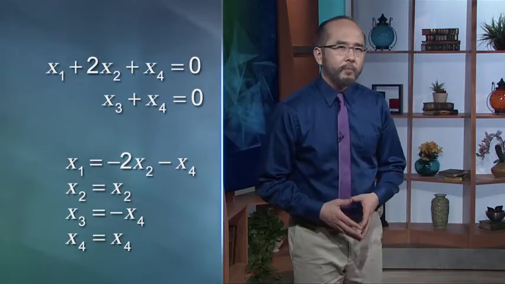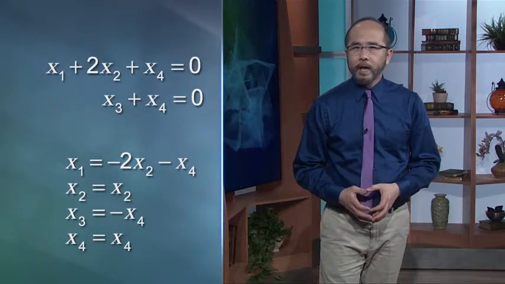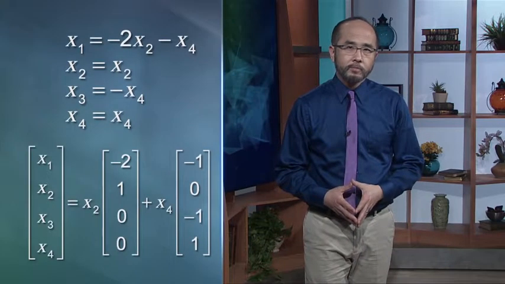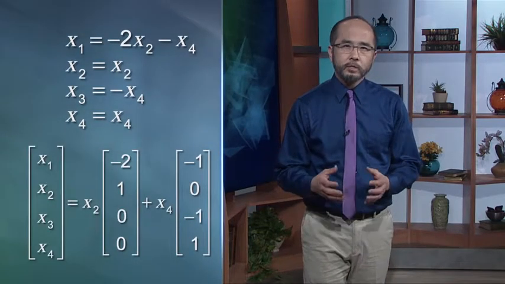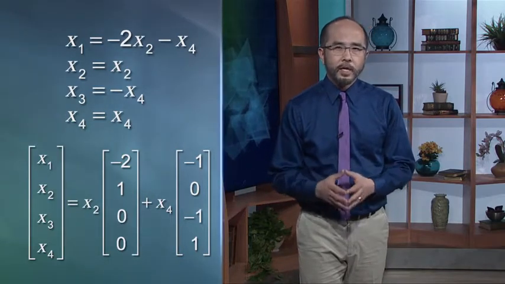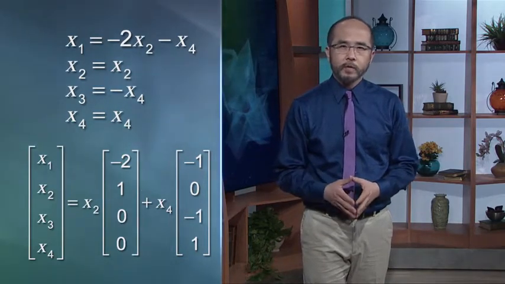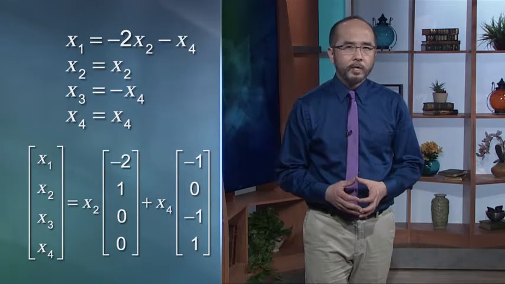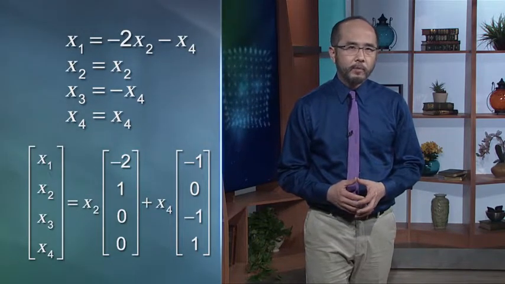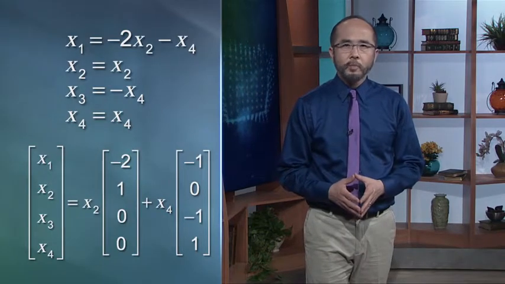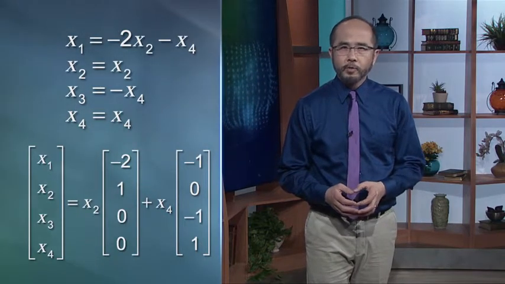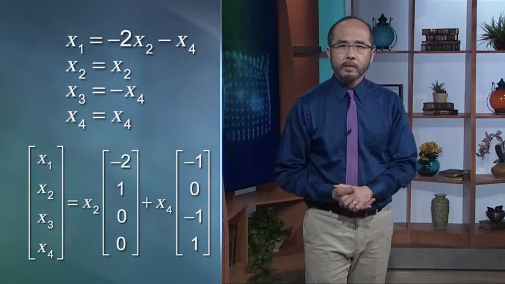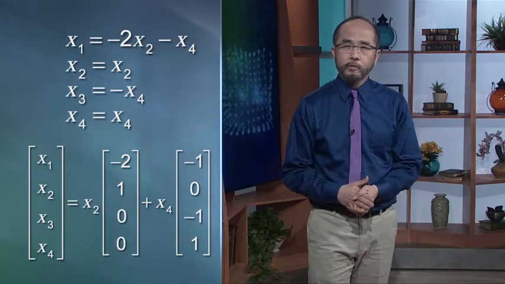This can now be written in vector parametric form by factoring out the x2 and x4. Thus, the set of solutions to the original system of equations is just a linear combination of 2 vectors, (-2, 1, 0, 0) and (-1, 0, -1, 1). You may recognize this as a parametric description of a plane, in this case a plane passing through the origin, because it is the span of 2 vectors.